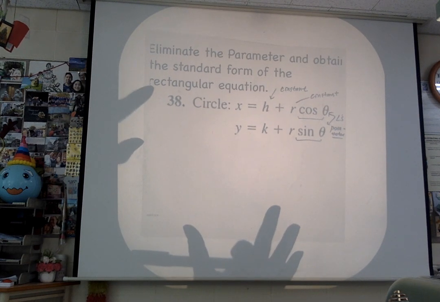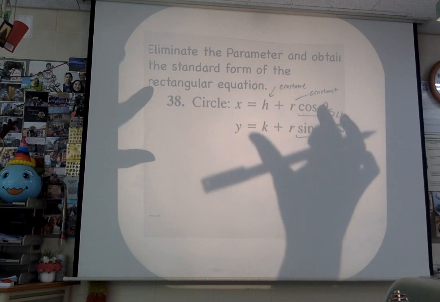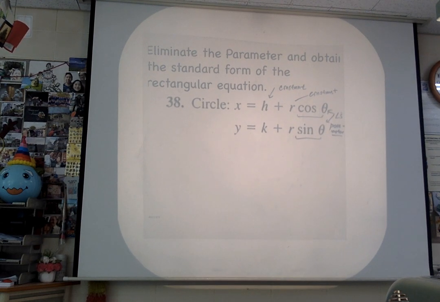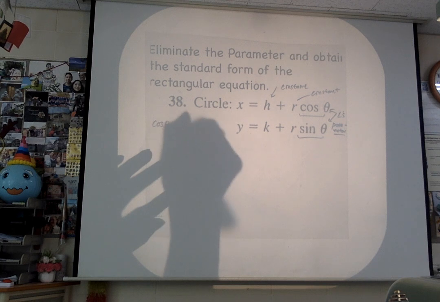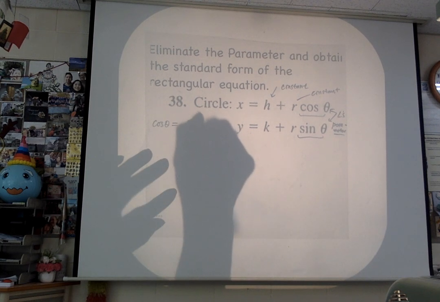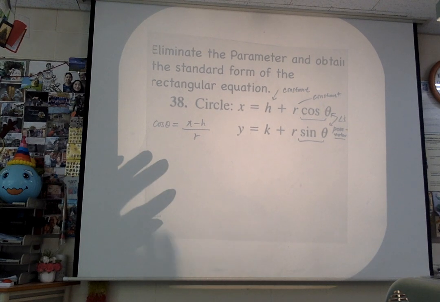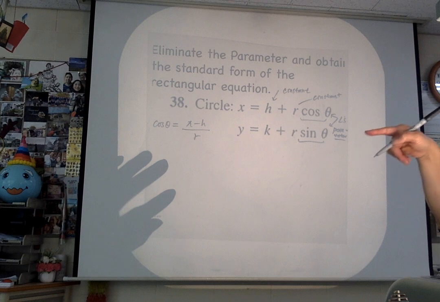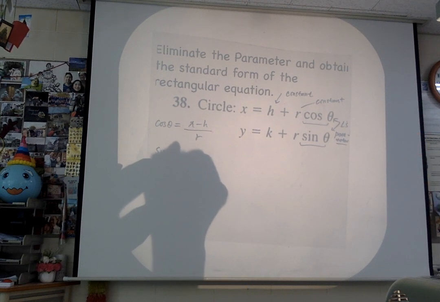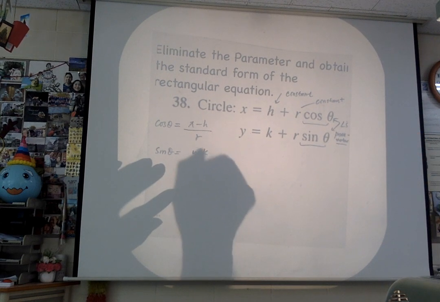So changing it to rectangular equation means get rid of these parameters, okay? Let's write some basic things here. Let's solve for cosine theta. What's cosine theta? It's x minus h, right, over r. Now, can you explain to your neighbor how you got that? Stop the video and give them a nudge, a poke. How about sine theta? Same thing, right? y minus k over r.